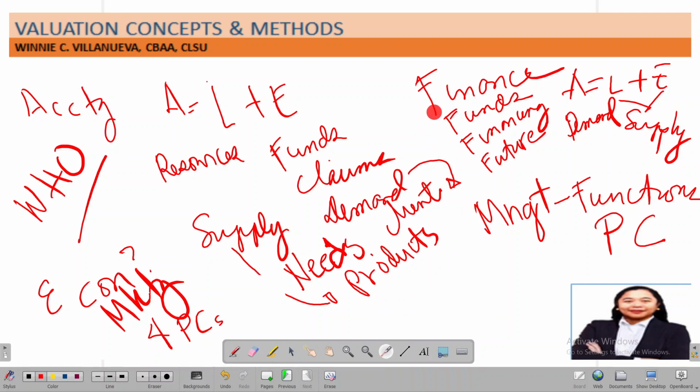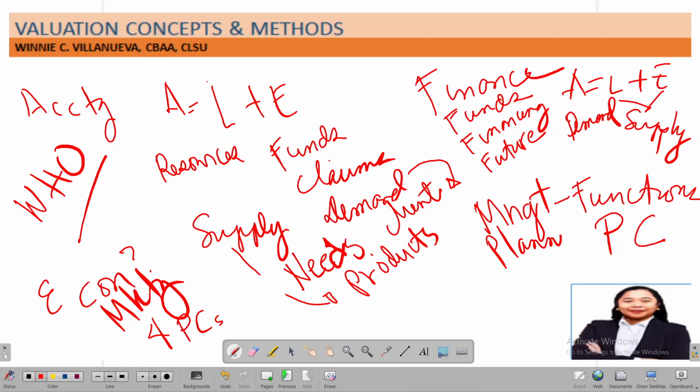Ang finance is all about F. Funds, which the first onset, ang fund, money, and finance is all about money. And you have to make financing decision, and this would have an effect to your future. And in management, it's function. And function would be PC. O tingnan nyo, marketing, ano din siya? PC. Diba?